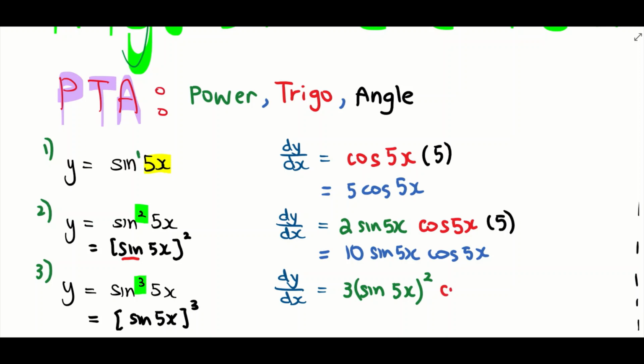Then trigo. And then angle. Now how do I simplify everything? Bring the 5 forward. My power 2 here, I will bring it inside again, because I don't want brackets. And then leave my cosine 5x. So this is the answer.